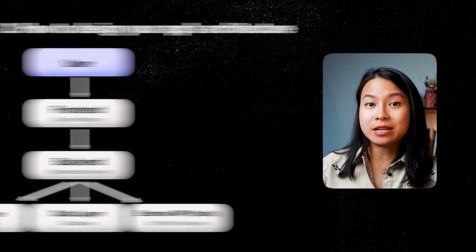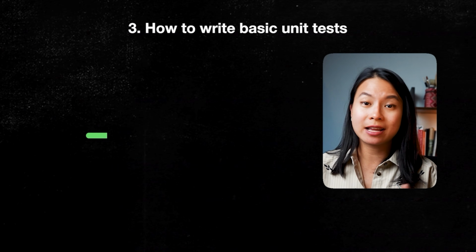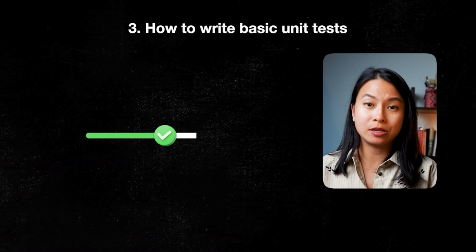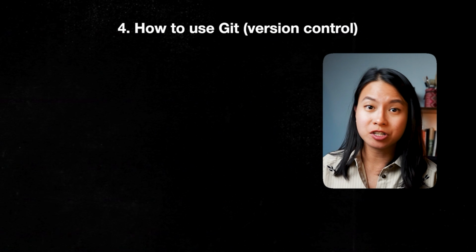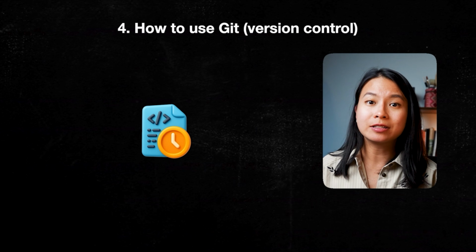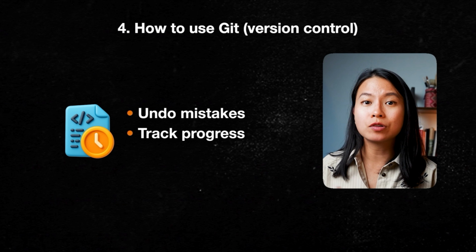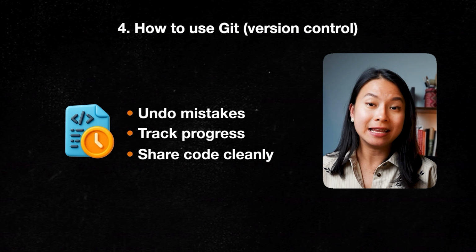In software engineering, you also want to learn how to write basic unit tests to check if your code still works as you add new features. Another important thing is how to use Git version control. This is like saving version history of your code. This helps you undo mistakes, track progress, and also share your code more cleanly with others.